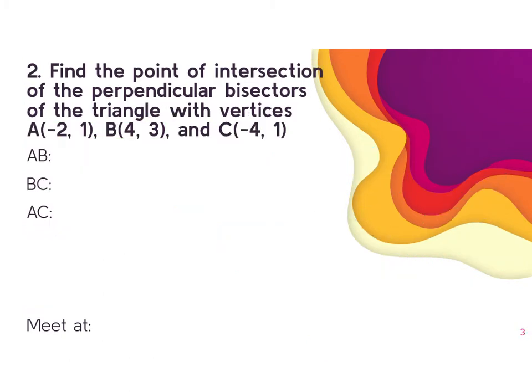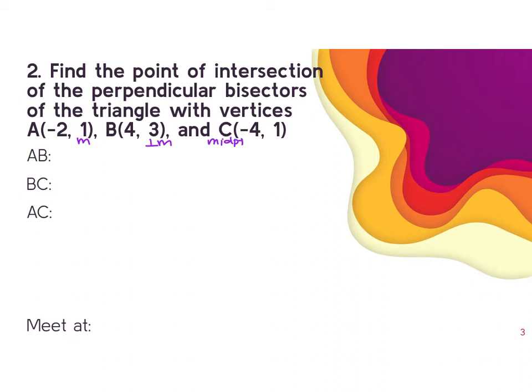Example number 2 says find the point of intersection of the perpendicular bisectors of the triangle with vertices A, B, and C. So here we are going to start with exactly what we did in the first part of the lesson, where we have to find the slope, the perpendicular slope, the midpoint, and then write the equation. Once we've done that for all of these, AB, BC, and AC, then we're going to do what we did in the last problem and pick two equations, set them equal to each other, solve for x, and then find the y. And that's going to give us the point where they meet.